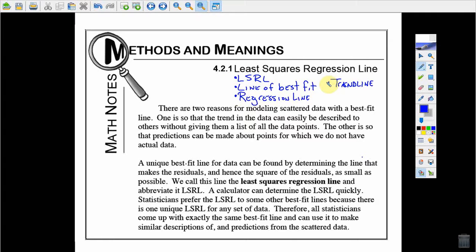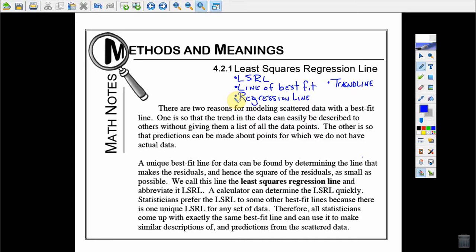A least squares regression line is computed by a computer rather than, maybe, a line of best fit where you might just pick a couple points and try to eyeball it, but they all generally mean the same thing. So let's specifically talk about the LSRL.